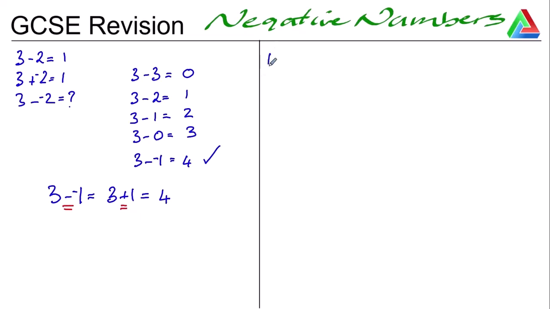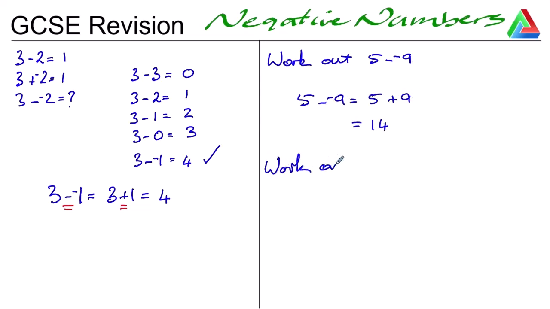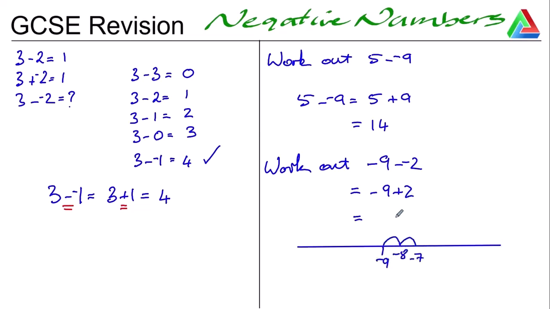Now let's look at a couple of examples. Work out 5 take away negative 9. 5 take away negative 9 is the same as 5 plus 9. 5 plus 9 is 14. Another one, work out negative 9 take away negative 2. That's the same as negative 9 plus 2. And then we draw our number line. Negative 9 plus 2 takes us to negative 7.